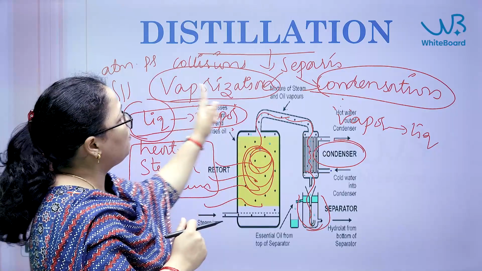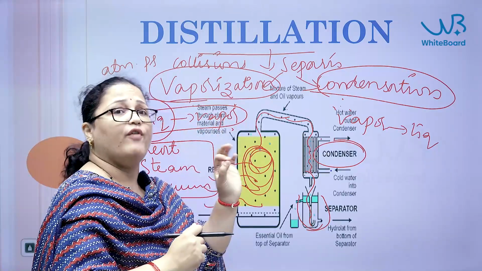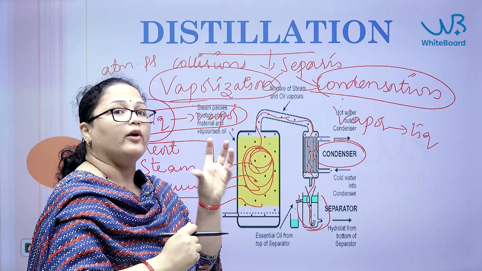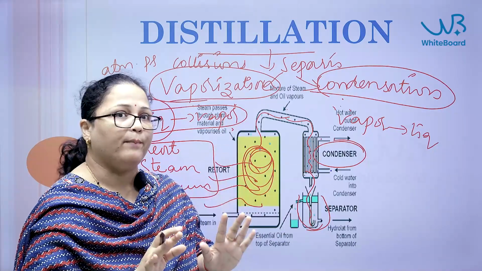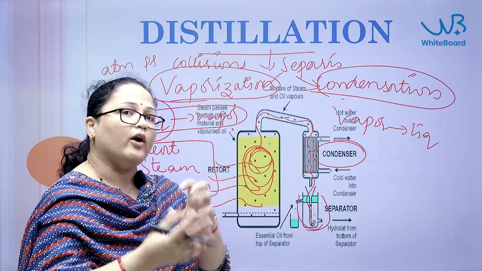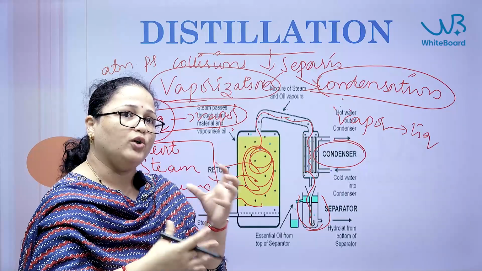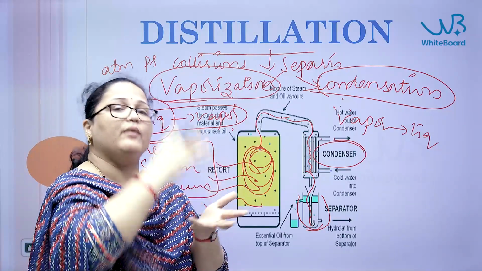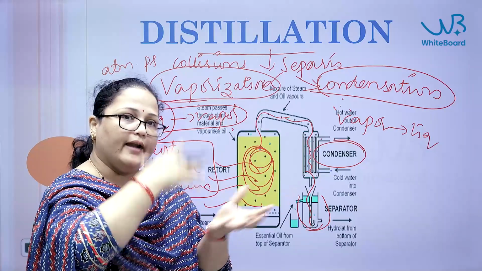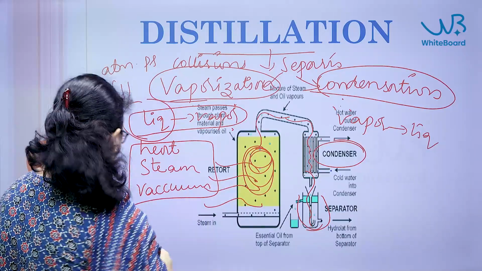So the vaporization process will be achieved when the liquid boiling point will be equivalent, or the vapor pressure will be equivalent to the atmospheric pressure. Okay, so during this boiling process, what will happen? As I have told you, the molecules will undergo collision due to the heat. They try to escape from the environment. Okay, and ultimately they get converted into the vapor.